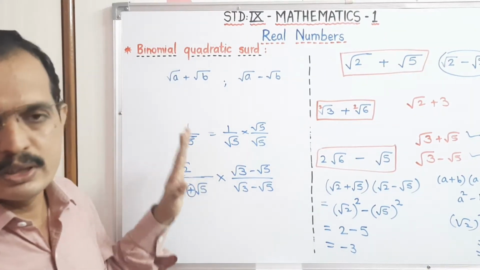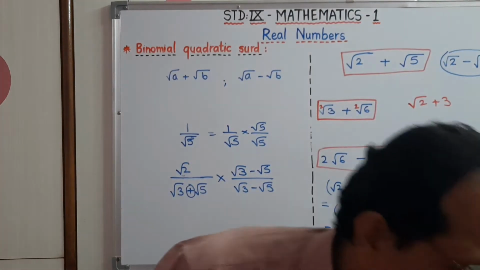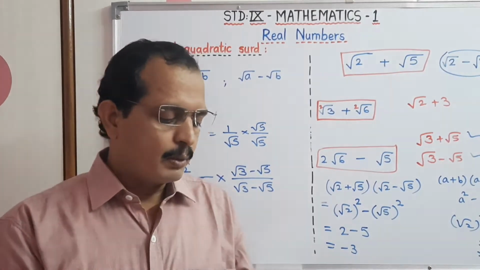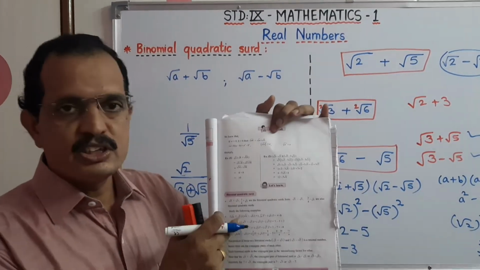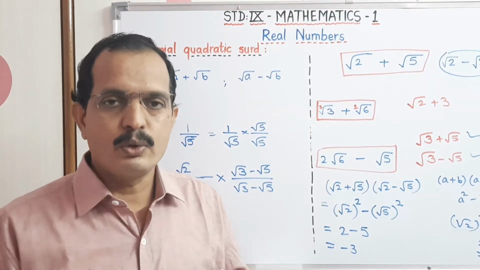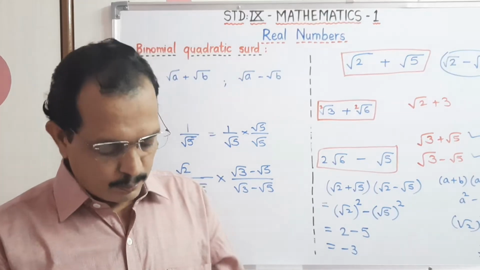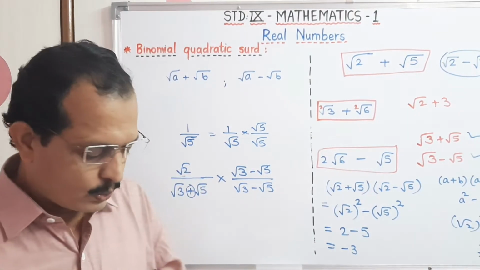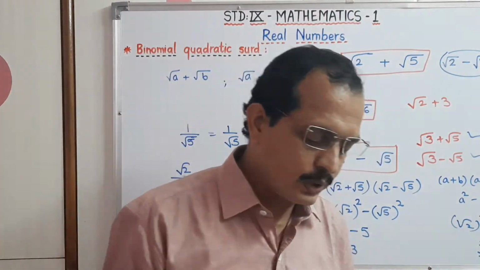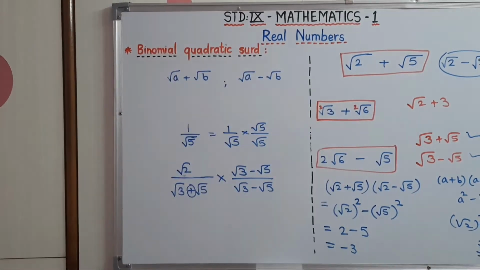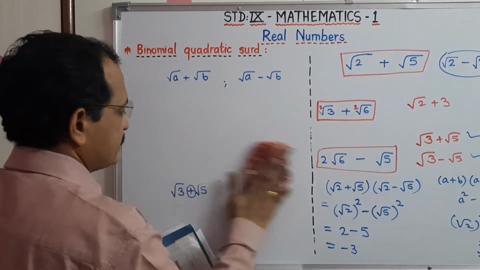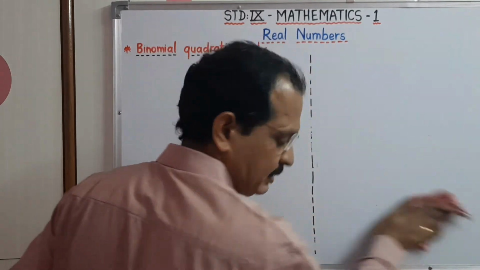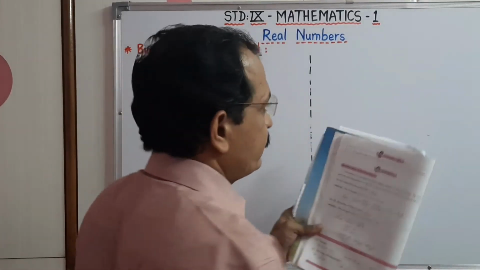Now, based upon this, we have to start with practice set 2.4. Dear student, on page number 31, the binomial quadratic surds information is given, that you have to learn. After that, on page number 32, rationalization of the denominator is given, that also you have to learn. Now, we have to start with practice set 2.4, which is based upon the binomial quadratic surds.